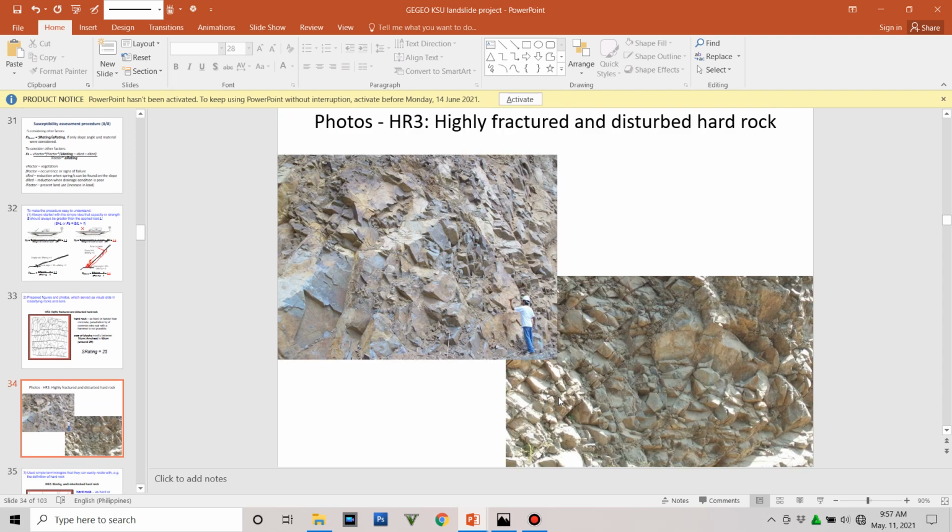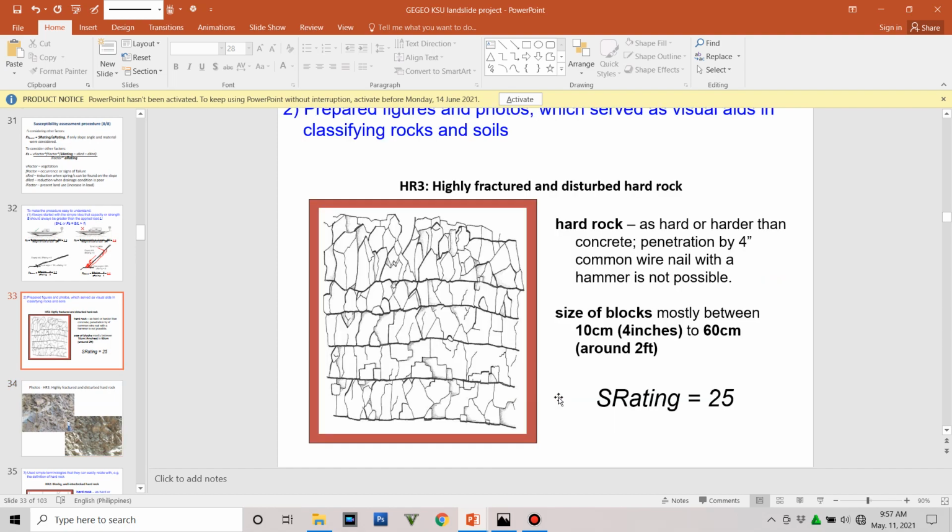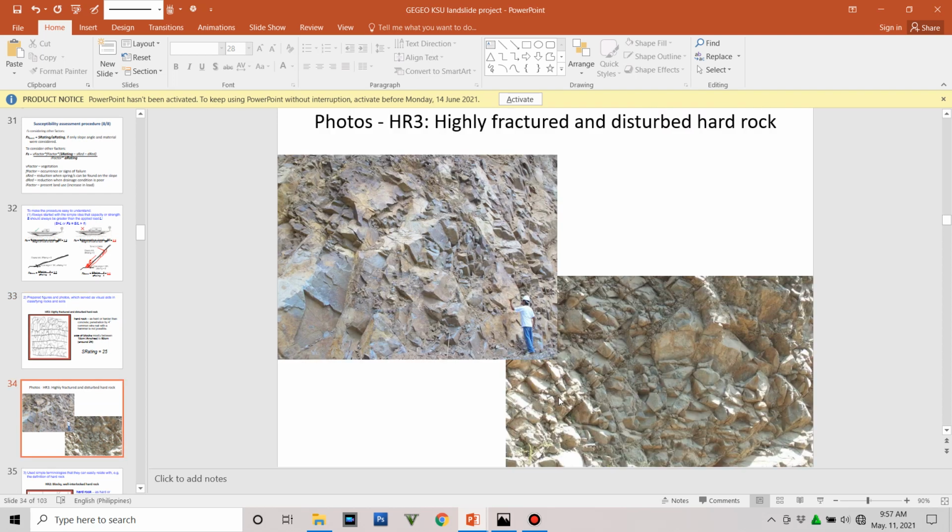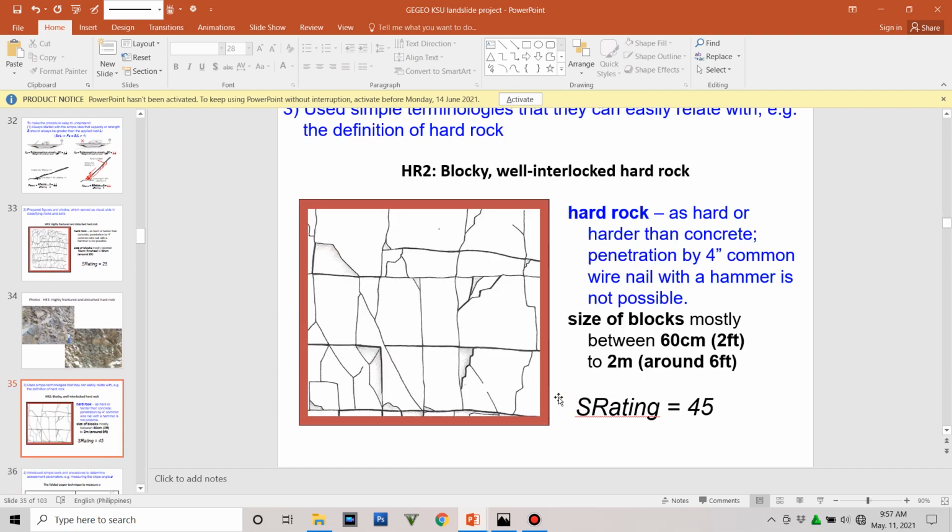So these are the photos. HR3 is a highly fractured and disturbed rock. Kaya nga yung size of blocks niya is between 4 inches and 2 feet. So medyo maliliit yan, meaning very close na yung spacing ng disintegration on the rock. So if you can see, there are also protruding disintegrated material. So that is the characteristics of HR3.